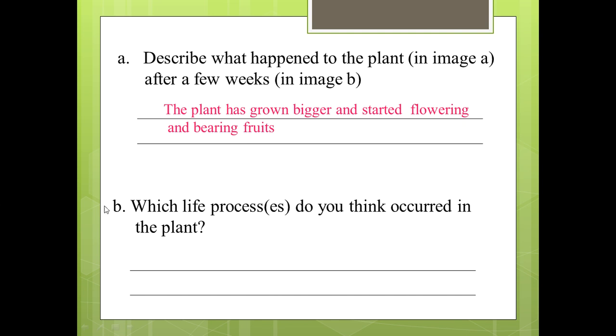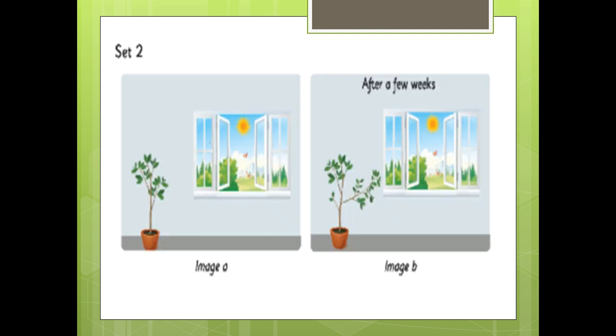Next, what is the next question given? Which life processes do you think occurred in the plant? So the plant has grown up, isn't it, children? So from this, can you tell me what life process has happened? Yes, the life processes of growth and reproduction have occurred in the plant. Superb.